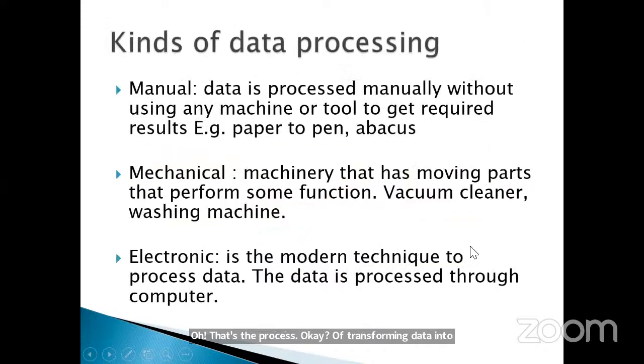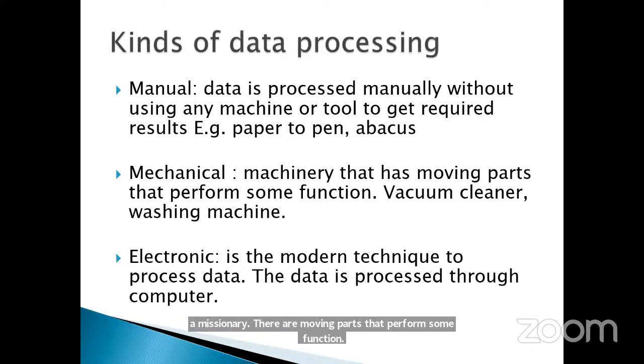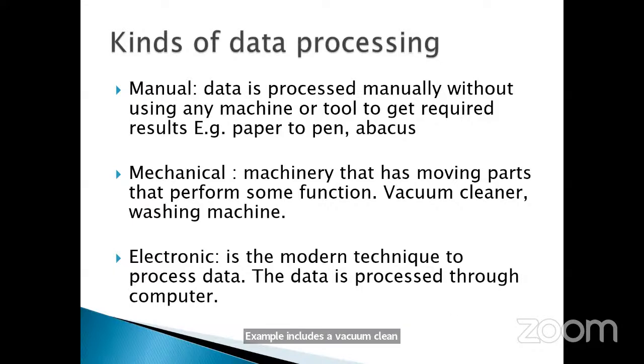Then the kinds of data processing, we have manual, mechanical, electronic. So when you say manual, that means data is processed without use of any machine, like paper and pen or abacus. The mechanical is a machinery that has moving parts that perform some function. Examples include a vacuum cleaner and a washing machine. Though now we also have washing machines that are electronic.